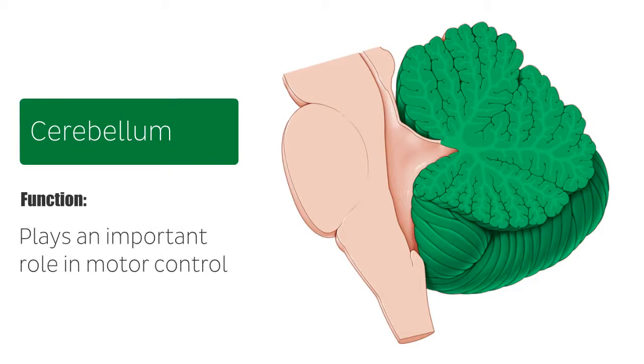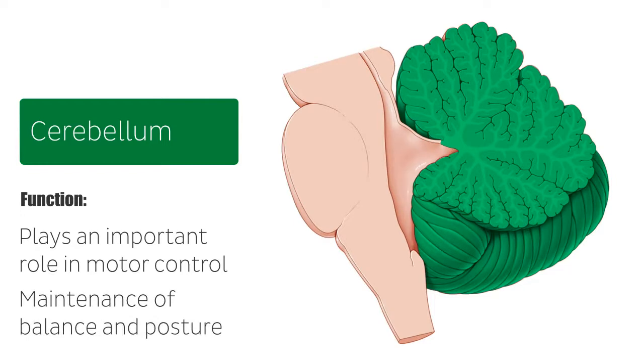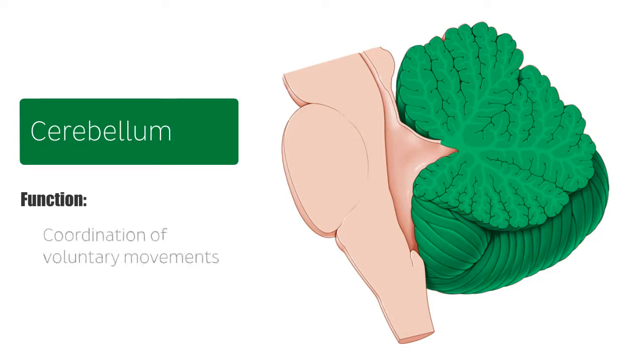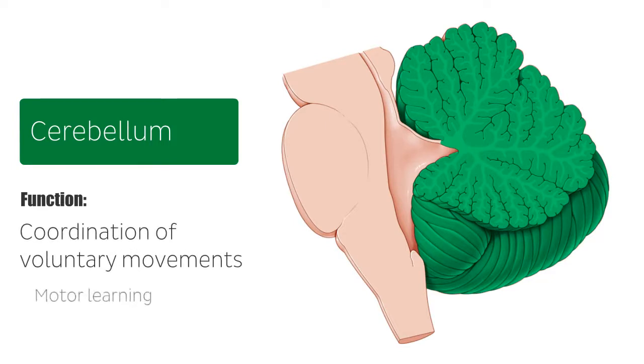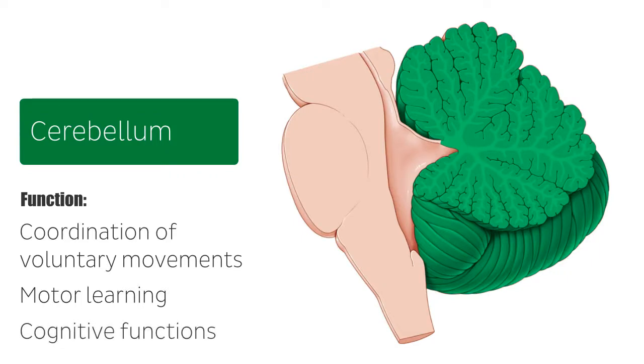This structure does not initiate movement, but rather modifies the motor commands of the descending pathways to make movements more adaptive and accurate. The cerebellum receives input from the sensory system of the spinal cord and other parts of the brain, then integrating these to fine-tune motor activity. I would like to also add here that the cerebellum is involved in maintenance of balance and posture. And other functions associated with the cerebellum include coordination of voluntary movements, motor learning, and cognitive functions, for example, in language.